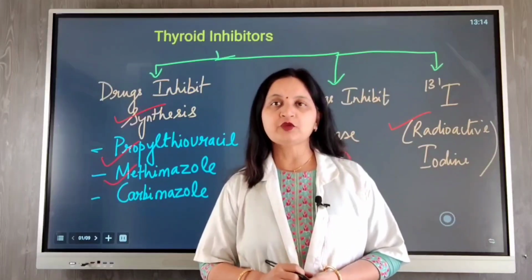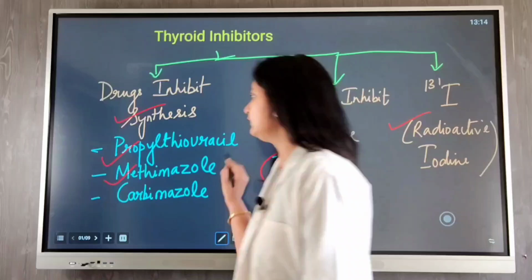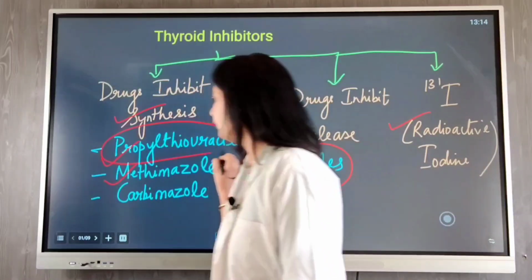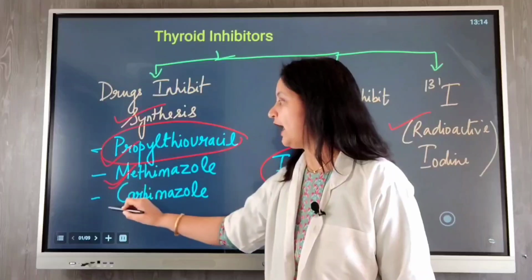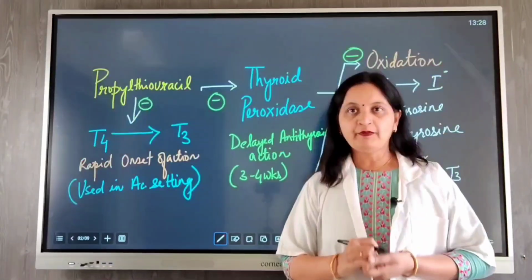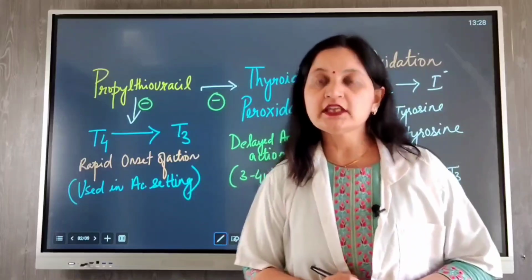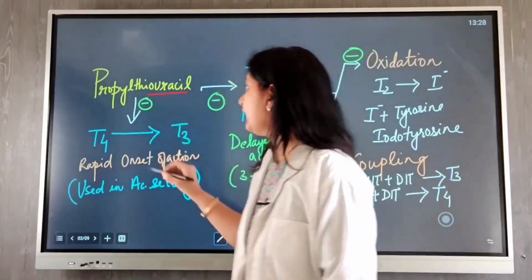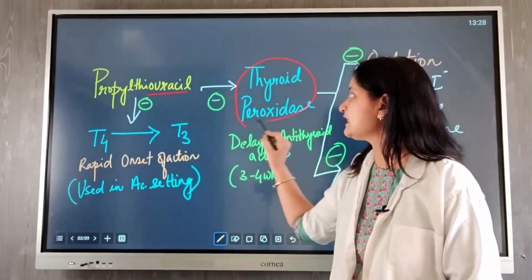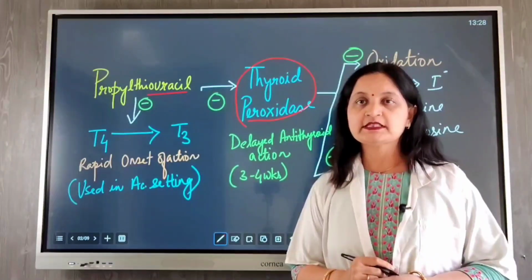In this lecture, I am going to explain the therapeutic uses and adverse effects of propylthiouracil and compare with other drugs belonging to the same class, that is methimazole and carbimazole. Now, before discussing the therapeutic uses of thioamides, let us see how these drugs act. Thioamides such as propylthiouracil act by inhibiting thyroid peroxidase enzyme, which catalyzes different steps of thyroid hormone synthesis.